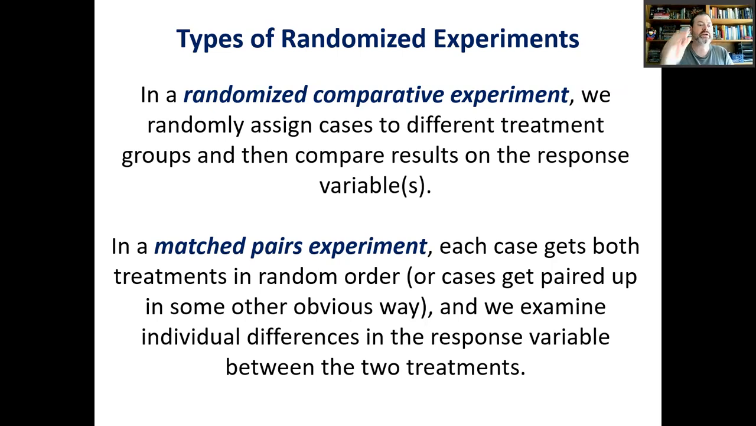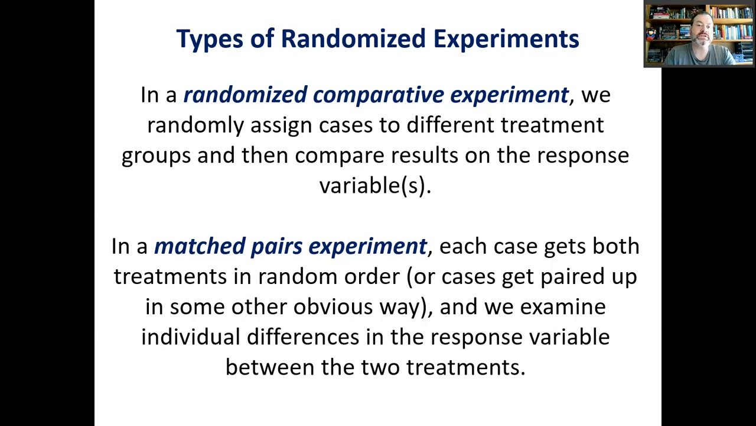Then there's another kind of experiment called a matched pairs experiment. This is a little bit different. When we do a matched pairs experiment, each case, so every subject, gets both treatments in a random order, or cases get paired up in some other obvious way, and we examine individual differences in the response variable between the two treatments. So these are actually very similar in a lot of ways, but the way that you look at the data is quite different. And we're going to see both kinds of these this semester.